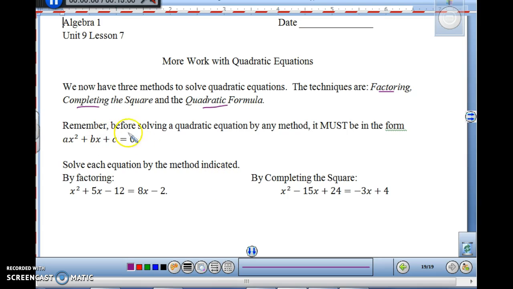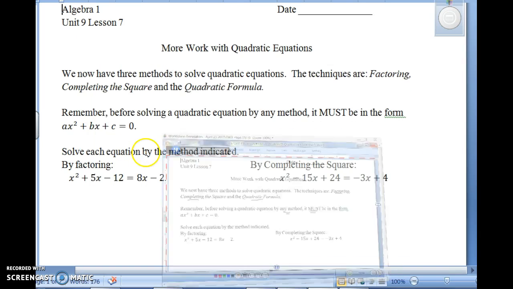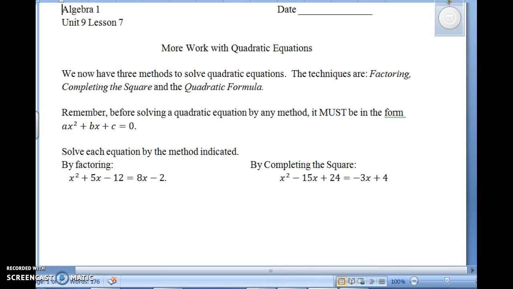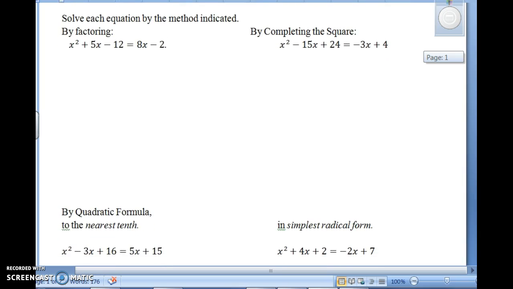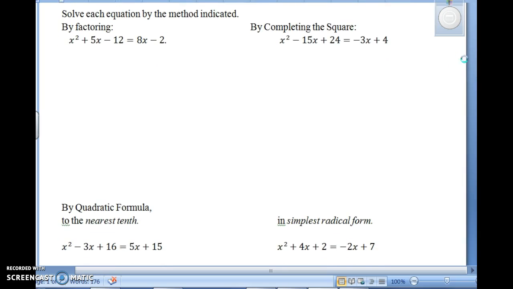But remember, before solving a quadratic equation by any method, it must be in the form ax squared plus bx plus c equals 0. So it has to be in descending order, equal to 0 before you start. Okay, so let's try this out. Let's do some practice. Solve each equation by the method indicated. So let's look at the first one. We want to do it by factoring.